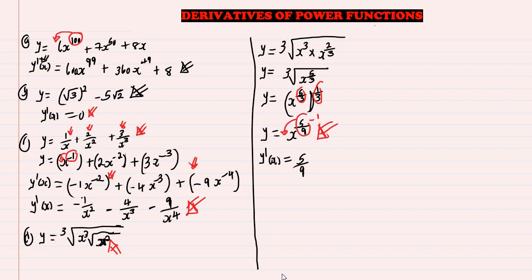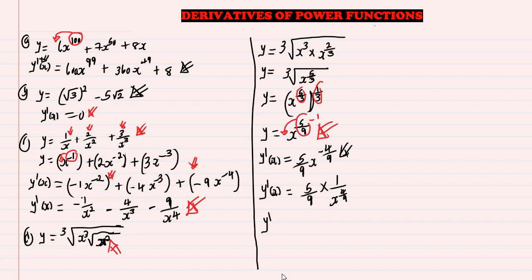5 over 9 multiplied by s raised to the power of 5 over 9 minus 1, which is going to give us negative 4 over 9. Okay, guys? So this is the answer. You can leave your answer like this, but if you want to simplify this further, you can say y prime of s is equal to 5 over 9, then multiply, guys, s raised to the power of negative 4 over 9, which can also be written as 1 over s raised to the power of 4 over 9.